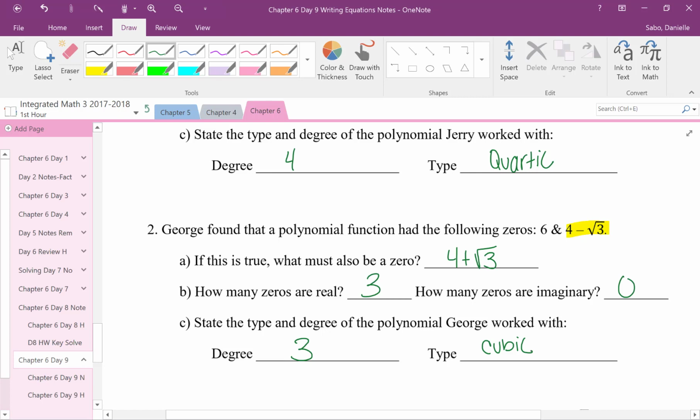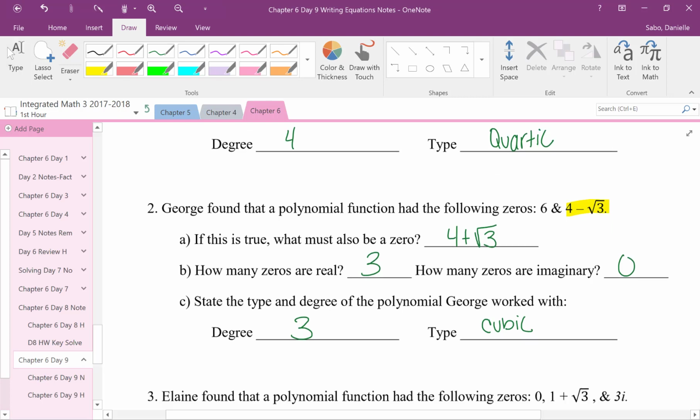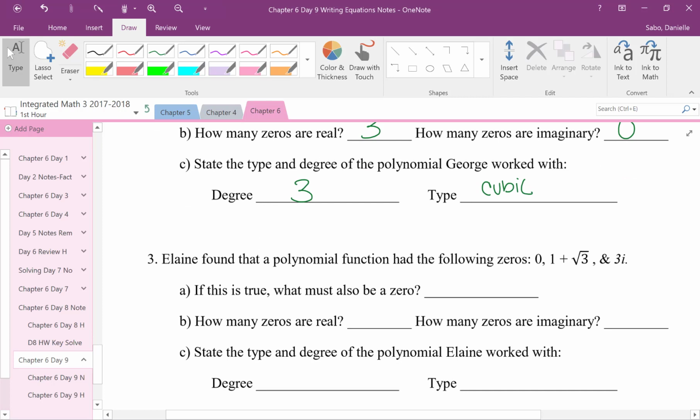The last one's got a couple of things going on. Elaine found that the polynomial function had the following zeros: 0, 1 plus radical 3, and 3i. So these are 2 different situations. I have 1 plus radical 3 and I have 3i. In this situation, I'm going to have that 1 minus radical 3, and then what else should I have? A negative 3i. Whenever you have a situation like this, it looks like that quadratic formula. Whenever we're done with it, that would be the result. Same with this. That's why we have to have the opposite of it.